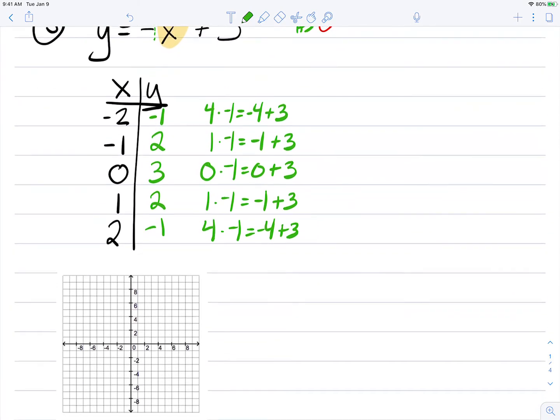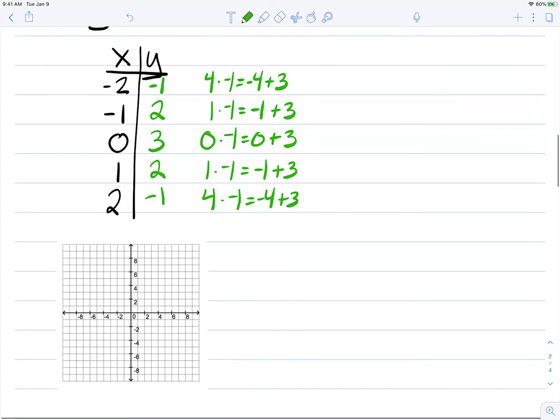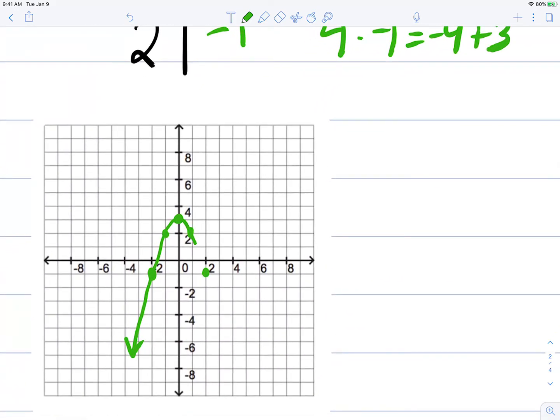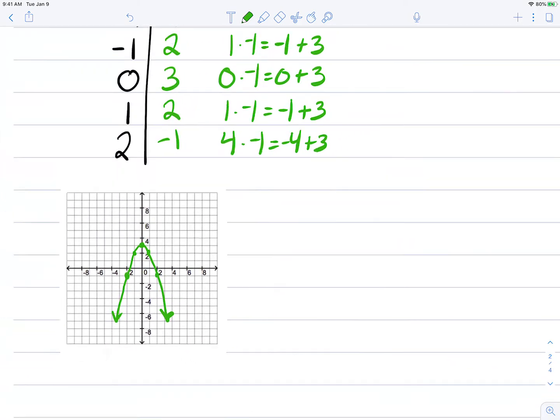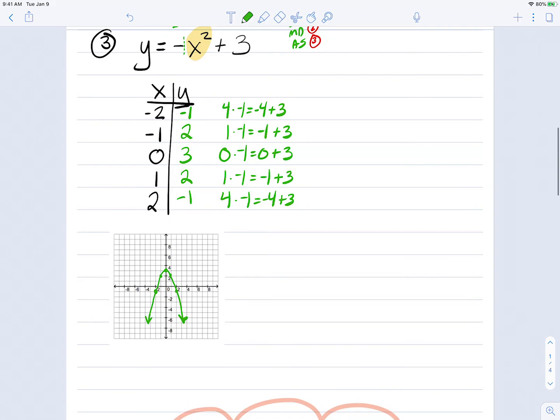So if I graphed these, I have -2, -1; -1, 2; 0, 3; 1, 2; and 2, -1. And what you'll notice is this one actually is upside down. So if you end up having that negative in front of your x squared, it ends up being upside down. And we'll talk more about that later.